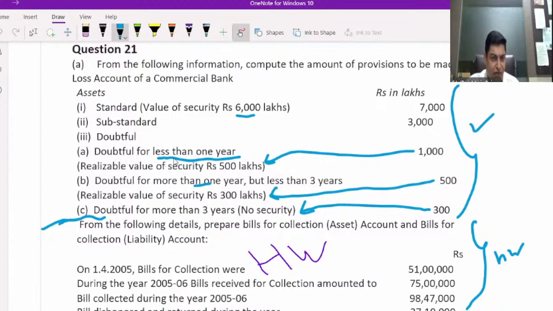So doubtful less than 1 year, 1,000 is total, out of which 500 secured. So remaining 500 is unsecured. From this 500, 300 security available. So remaining is unsecured, and this 300 is completely unsecured. So guys, prepare a table like what we did in the last question and tell me your answer. It's a good question to do.